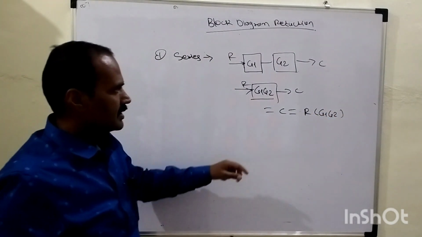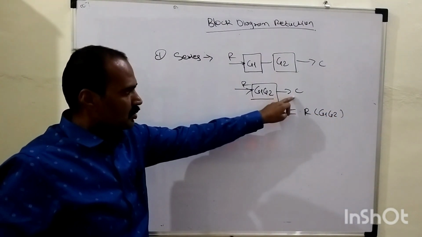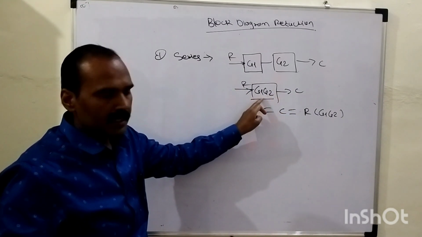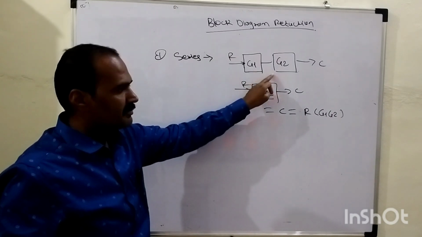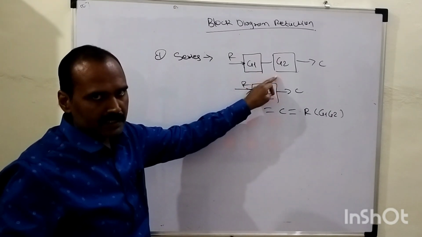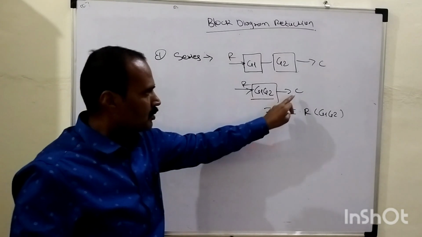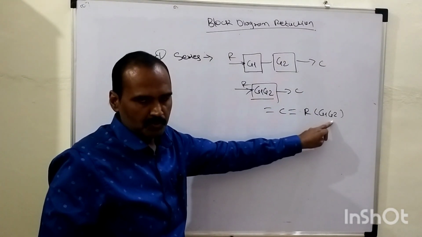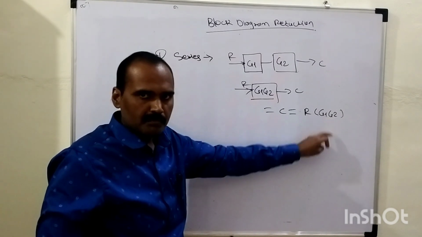Another important thing as far as this block diagram is concerned: the output C always equals the input multiplied by the gain, right? As these two gains are multiplied with each other, because the two blocks are connected in series form, the overall output becomes C equals R times G1 into G2, right? So this is rule number 1.